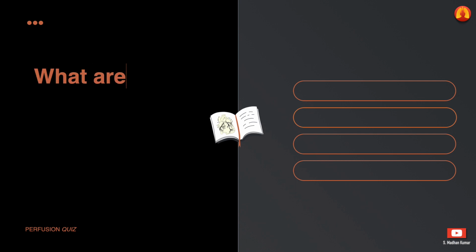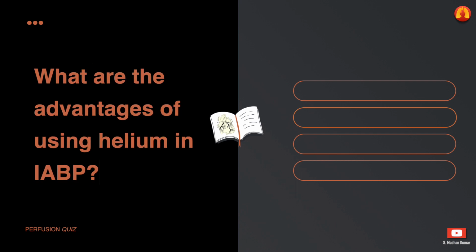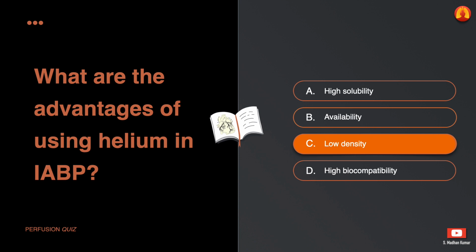What are the advantages of using helium in IABP? A. High solubility. B. Availability. C. Low density. D. High biocompatibility. The correct answer is low density.